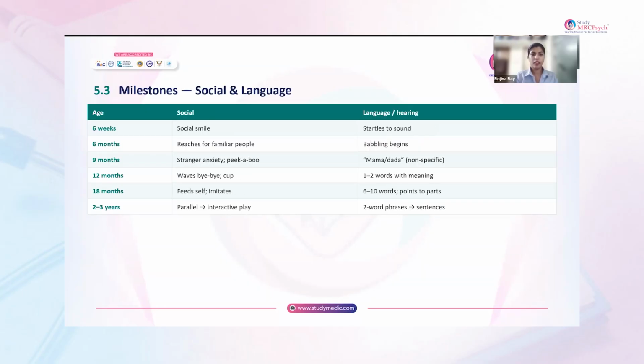Okay. Now, when we look at the social and language milestones, social smile is around 6 weeks. Around 6 months, reaches for familiar people. Around 8 to 9 months, stranger anxiety. Around 12 months, waves bye-bye. Then around 18 months, feeds self and imitates others. Around 2 to 3 years, interactive play or parallel play. Language milestones we have already discussed.